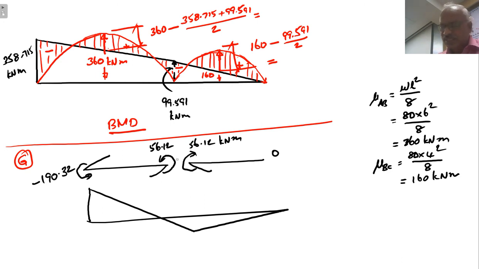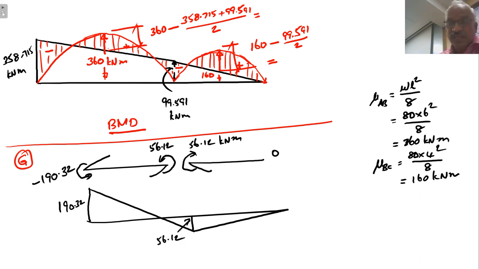These values become, say, the bending moment causes tension at the bottom. That is the only change. Otherwise, there is no change in the procedure. So the numerical values we have changed. Therefore, that is the change. So this value is 190.32, and this value is 56.12.